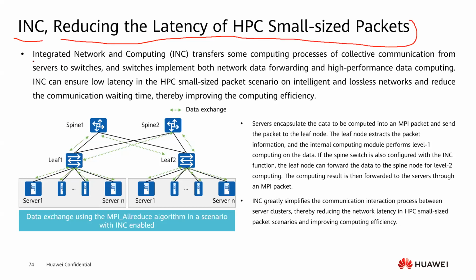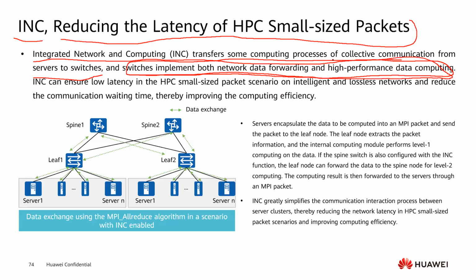So, INC reduces the latency of HPC small-sized packets. INC is short for in-network computing. It transfers some computing processes of collective communication from server to switch, and the switch implements both network data forwarding and high performance data computing. So this is important: the switch will do some computing work.